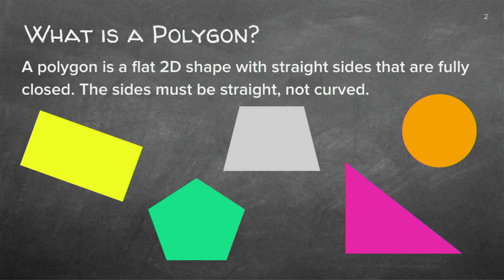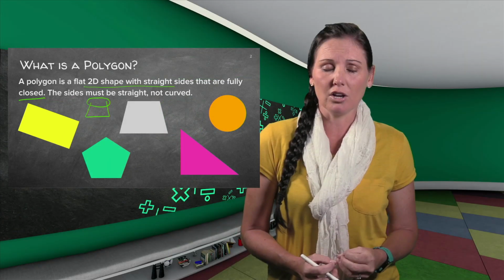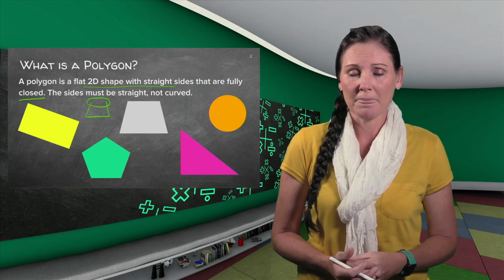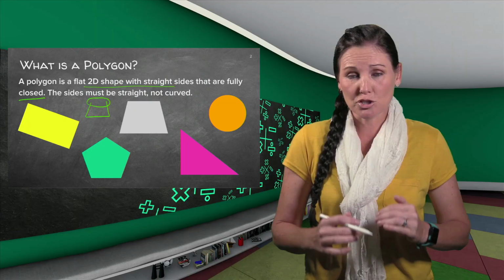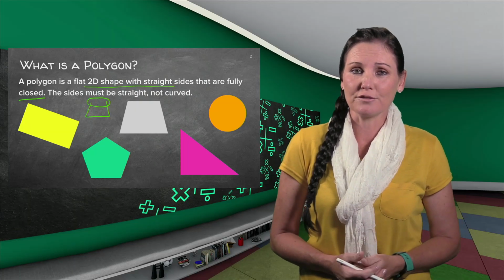A polygon is a 2D shape with straight sides that are fully closed. So a shape like this can't be a polygon because the side is open. The sides must be straight, not curved. So a polygon is any 2D shape that has straight lines and no curved lines.